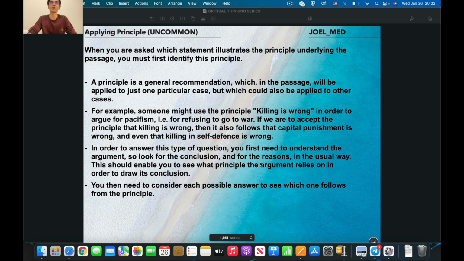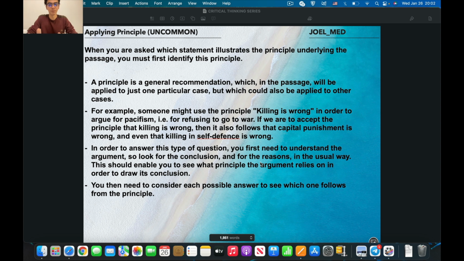It's not like a conclusion or something like that, but you have to know what is the main thing which the author wants to tell you. For example, someone might use the principle killing is wrong in order to argue for pacifism, for refusing to go to war. If we accept the principle that killing is wrong, then it also follows that capital punishment is wrong, and even that killing in self-defense is wrong.